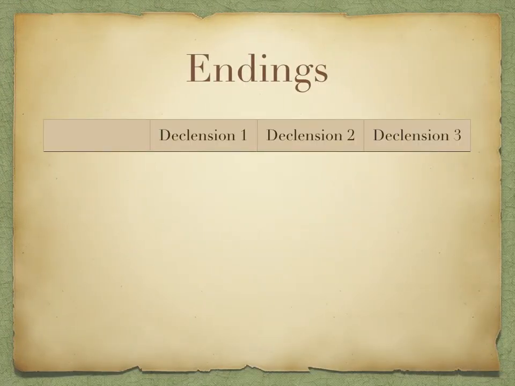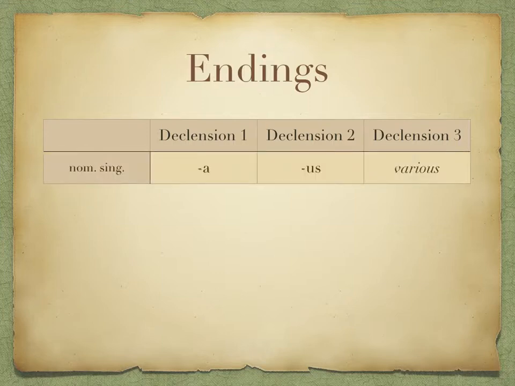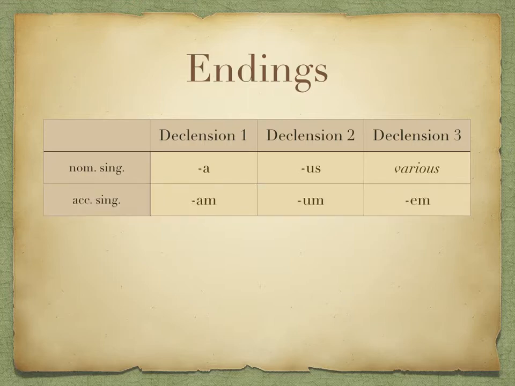Now let's look at our table of endings. We've separated it out into declension 1, 2, and 3, and each of these will have their own endings. Nominative singular: a, us, and various. Remember those are the ones like senex, mercator, and so on that don't really fall under a or us. Accusative singular always ends in an M to help you recognize it.